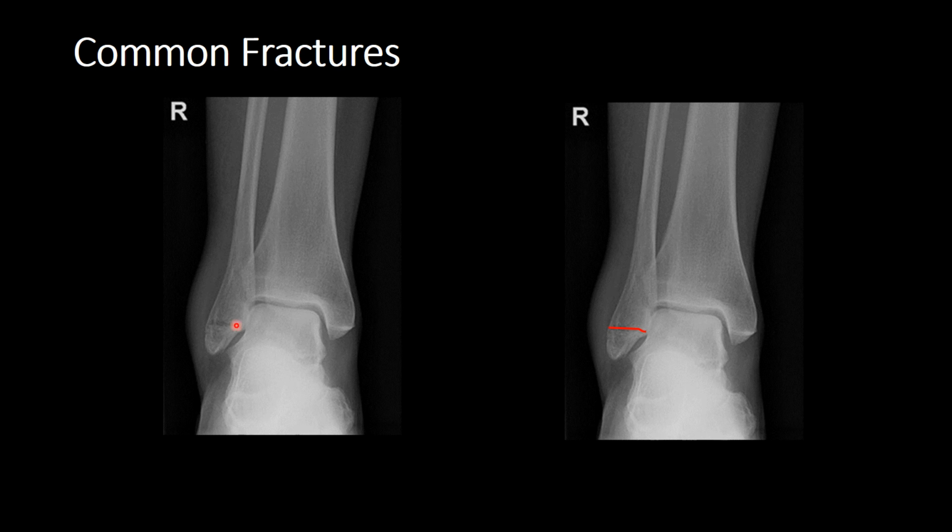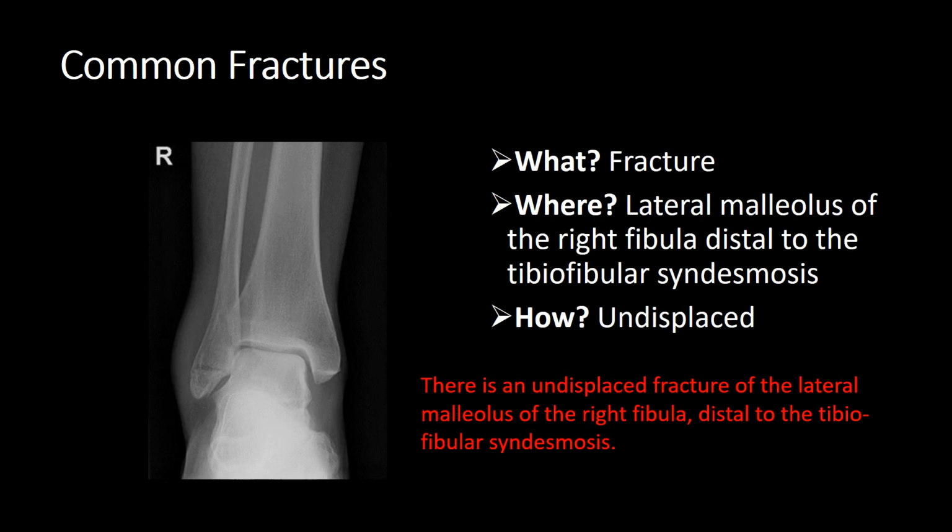And on the lateral aspect, although the inferior portion of the lateral malleolus is broken, there's enough of the distal lateral malleolus to hold the talus in place so it can't move laterally. So this is a really important thing that you should identify when you're talking about image interpretation. So what is it? It's a fracture of the lateral malleolus of the right fibula distal to the tibiofibular syndesmosis. How? It's undisplaced.